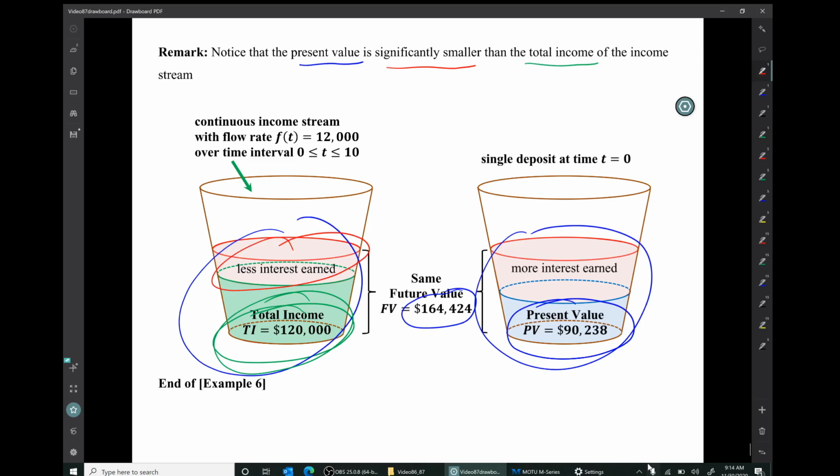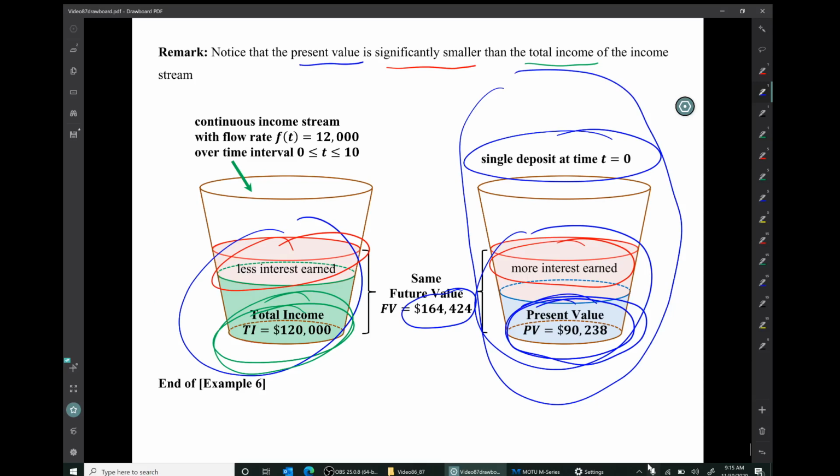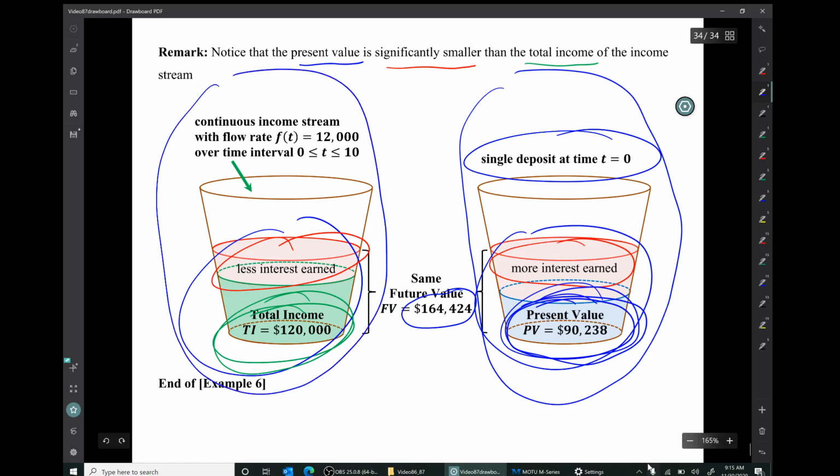The present value money, that $90,000, gets deposited in a single deposit at time zero. All that money sits in the account for 10 years, earning a lot more interest. That's why this investment, a single deposit at time zero with a smaller initial deposit, can have the same value at time 10 years as this continuous income stream with the flow rate that flows continuously for the entire 10 years.